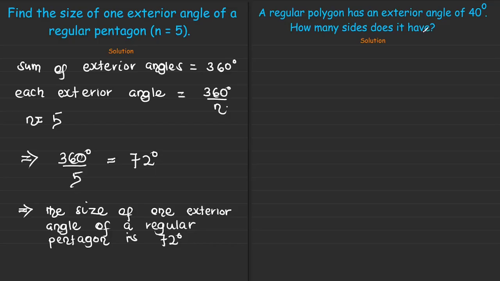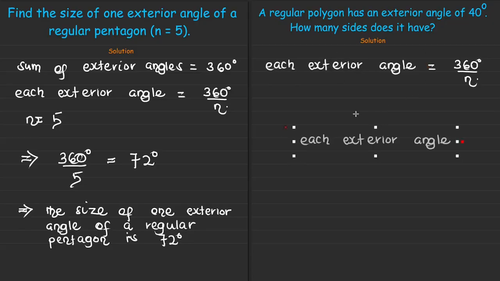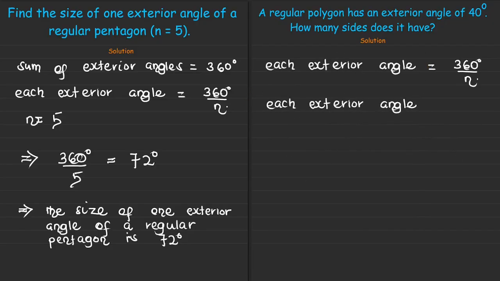What does this mean? If you look at the structure of the question, it says a regular polygon has an exterior angle. So it means they've actually solved for just one each. We know the formula for each: each exterior angle is 360 over N, which is the number of sides. But we already have the each. So each exterior angle is 40 degrees, and it is the n that we want.